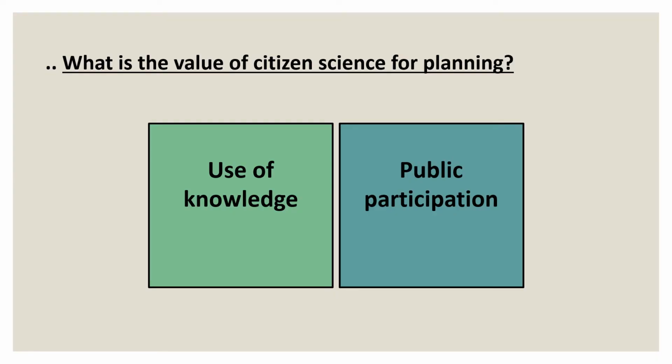To simplify this discussion, I will focus on two important problems currently facing planning. Firstly, the use of knowledge within the planning system, and secondly, the issue of public participation. By problematizing these two issues, I will then demonstrate how citizen science can act as an active solution and will utilize several case study projects to illustrate the successes and challenges of such approaches.